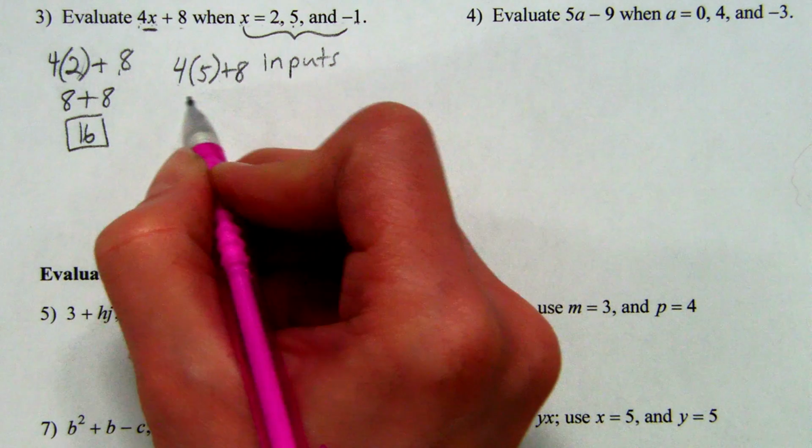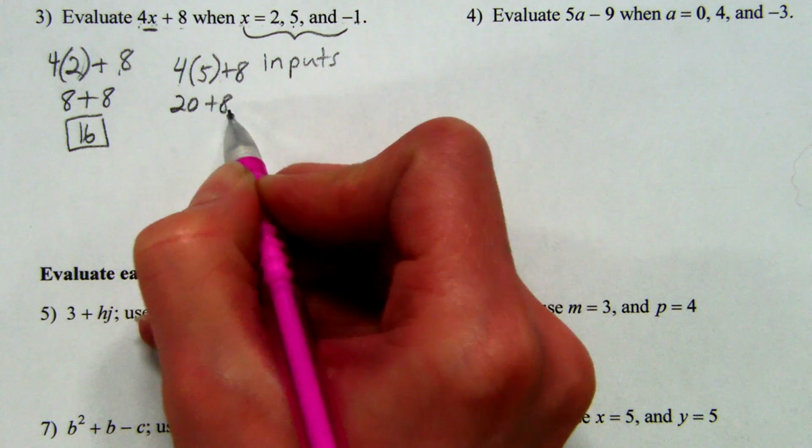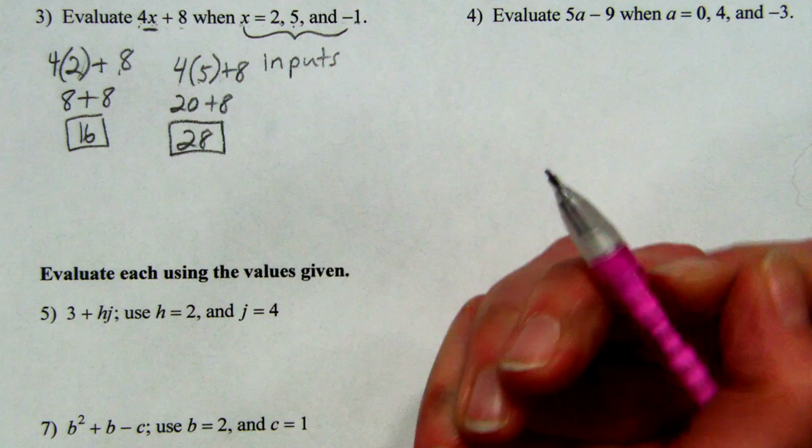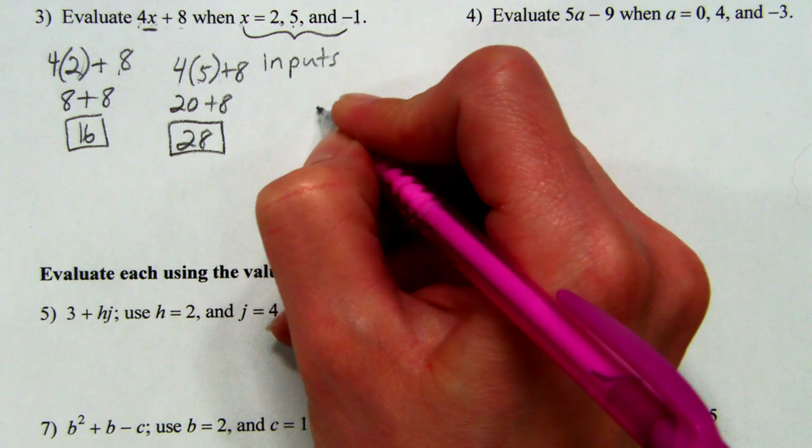I'm going to do 4 times 5, which is 20, and then plus 8, which is 28. So you always want to do multiplication before addition. That's just our order of operations. And I'll do the third one down here.